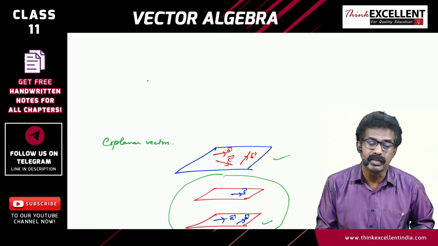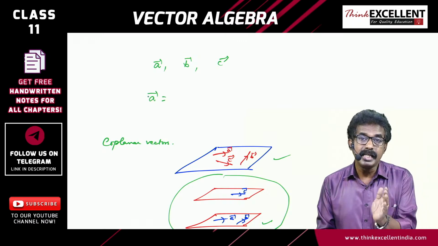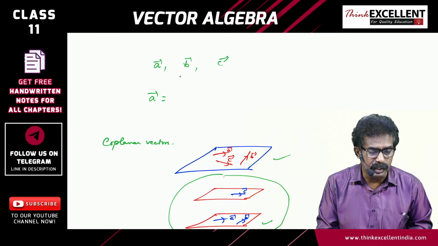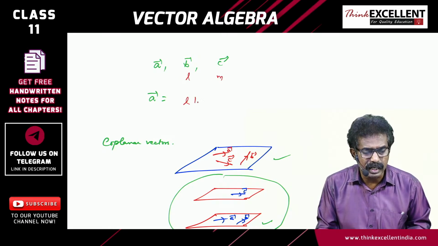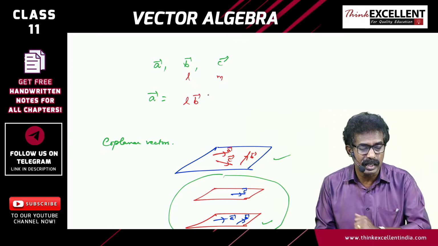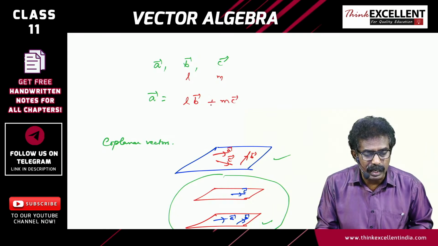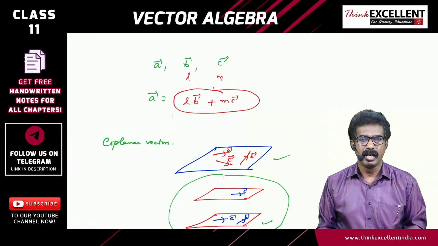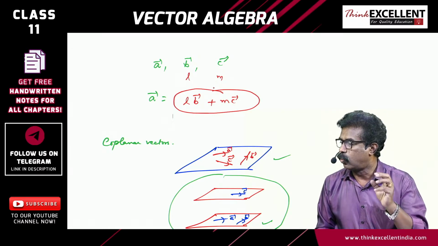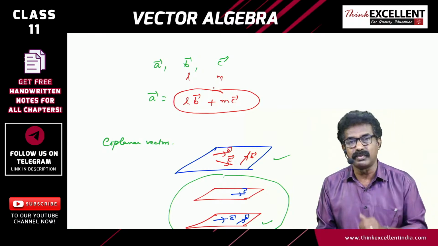See, what is the meaning of linear combination? Suppose we have 3 vectors, A vector, B vector, C vector. A vector is a linear combination of the other 2. That means you take 2 scalars, say L and M. L into B vector, that is a scalar multiplication, right? M into C vector, another scalar multiplication. And then add them, you will get an expression. This we call a linear combination. So if 3 vectors are coplanar, one vector is a linear combination of the other 2 vectors. Then we say the vectors are coplanar.